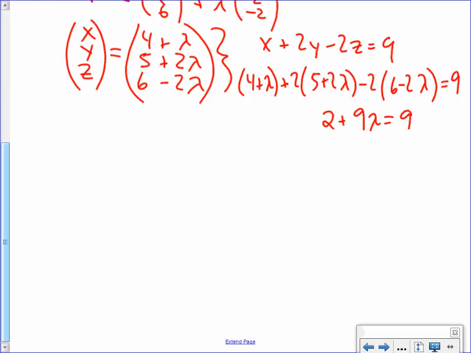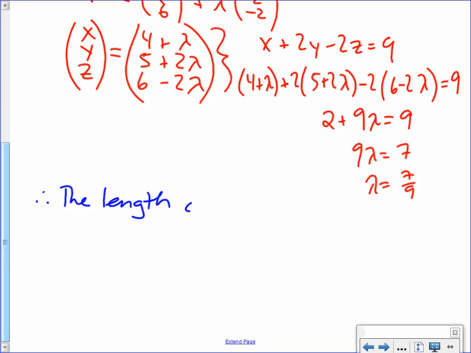Okay? And lambda equals 7 ninths. Now here's the deal. Lambda is just a scalar, so it's also the scalar of the magnitude. Right? The magnitude is the distance, right? So, let's step back.